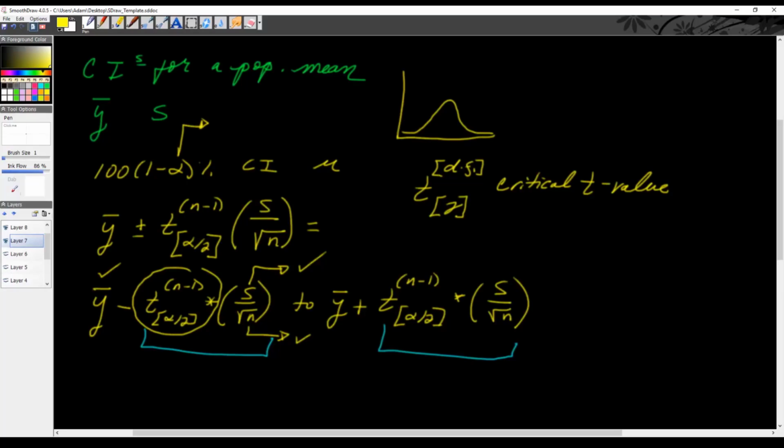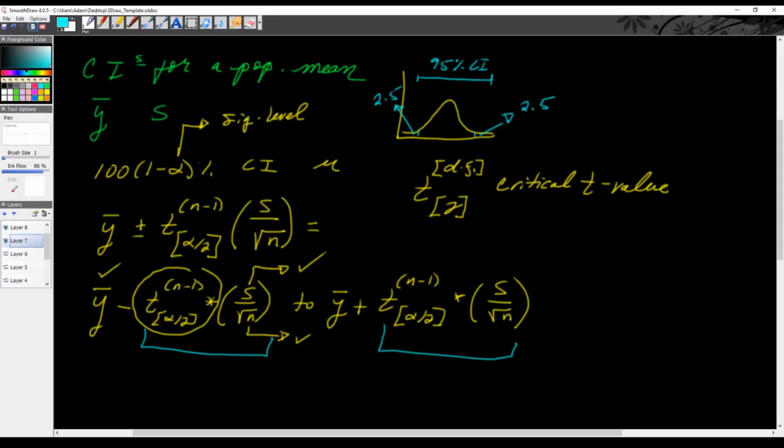Alpha is the level of statistical significance. It's the significance level. We get to pick it. And if we want to be 95% confident, we'll say alpha is equal to 5%, which means that we're taking alpha divided by 2 and we're putting 2.5% in each tail under the t distribution.